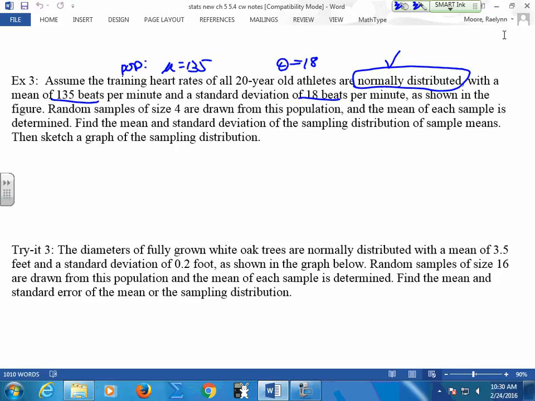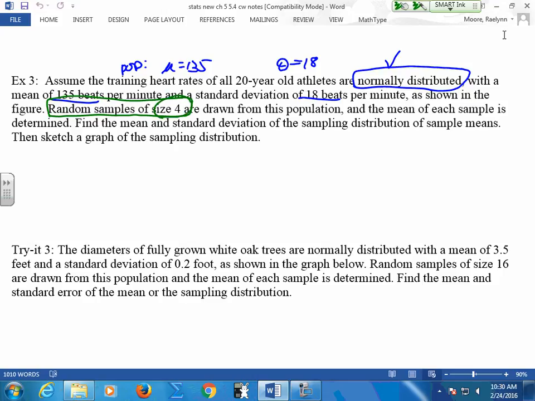Here's my sample. Notice how it says random sample of size 4. The reason they had to tell us this was normally distributed is because my sample size was less than 30. If it's greater than or equal to 30, that sample will automatically be normally distributed. If it's less than 30, they have to tell us that our population was normally distributed. Now we know that our sample will be normally distributed.